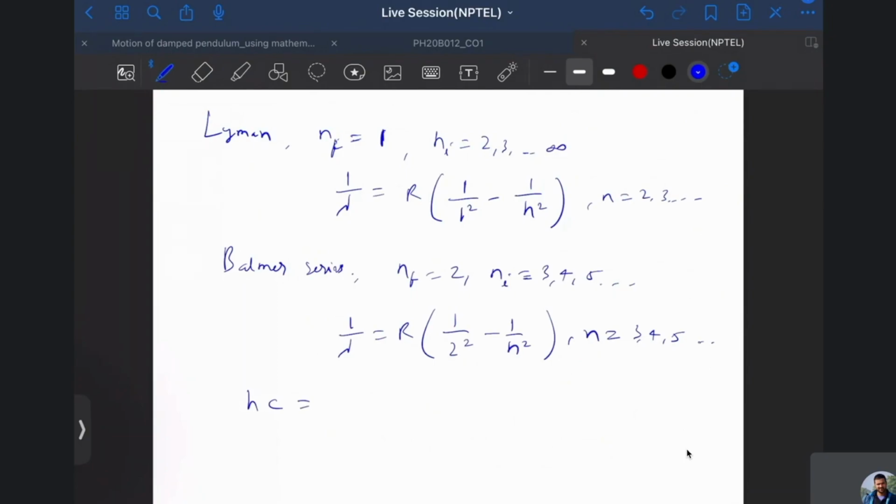So the value of hc is roughly 1240 electron volt nanometer, correct? And it can also be written as 12400, sorry, yeah, this is the value. So this value helps us in calculation, so just remember this.